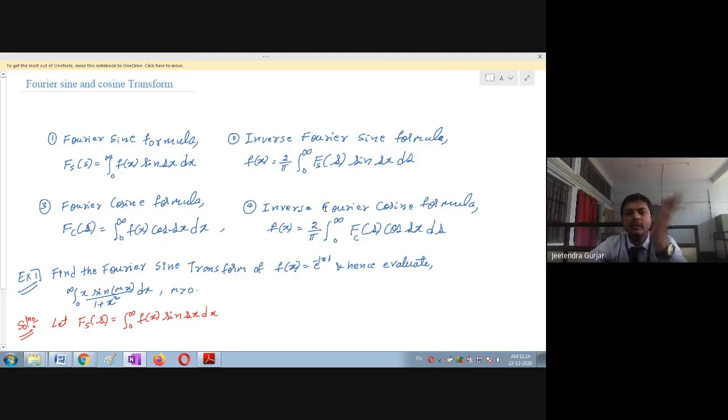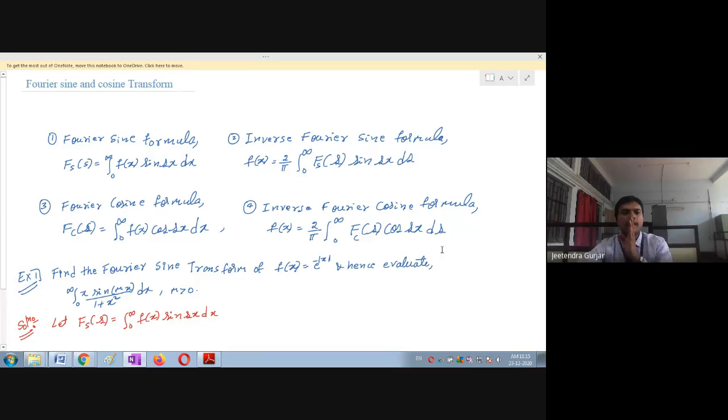Is it clear? Next we have the inverse Fourier cosine formula, which is again very important. In most of the examples we take the inverse. This will help you to deduce the equations and then evaluate them. For such questions we use the inverse, which is given by f of x is equal to 2 upon pi integration 0 to infinity Fc of s cos sx ds. So please note down this formula, students, very important.